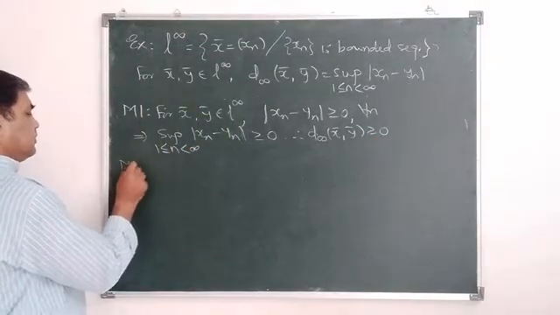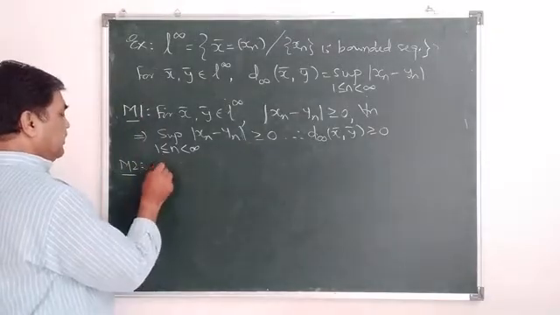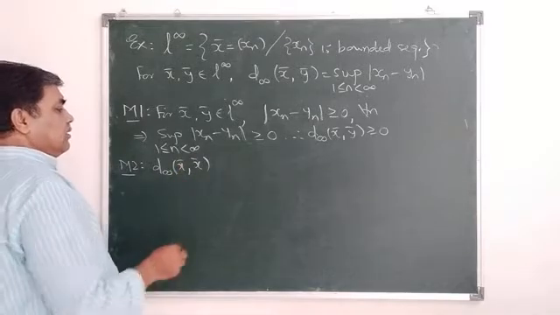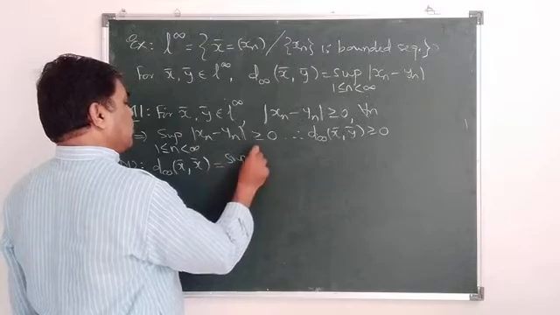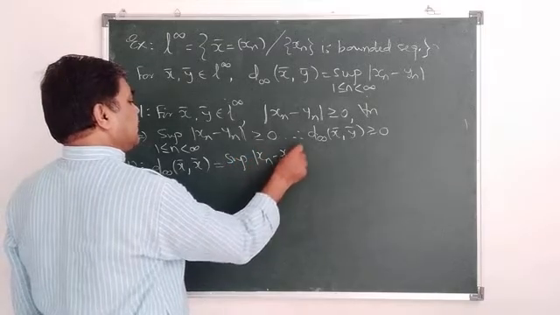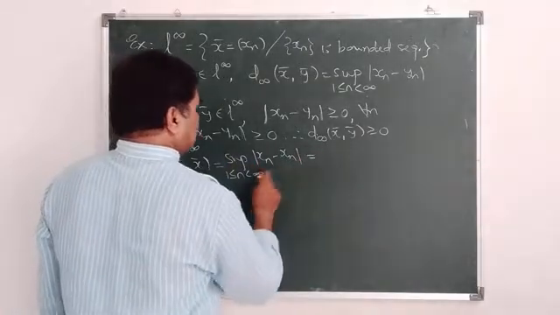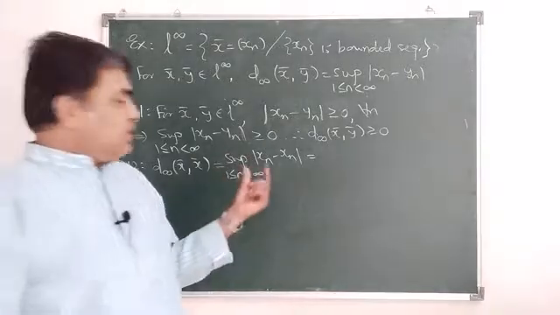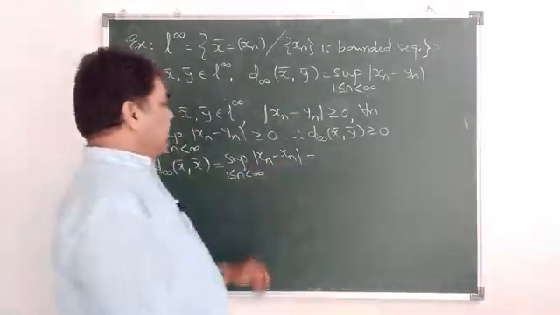M2 axiom. D infinity of x bar x bar is equal to supremum of mod of xn minus xn, 1 less equal n less than infinity, but xn minus xn is 0 for every n, means this set is just the singleton set 0, its supremum remains 0.